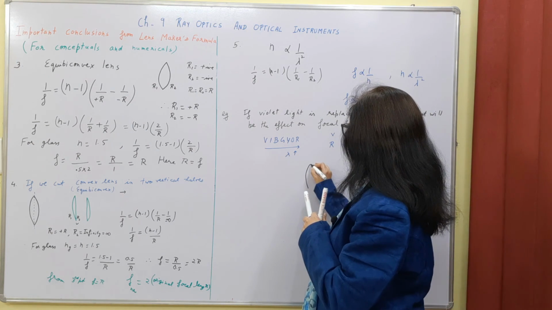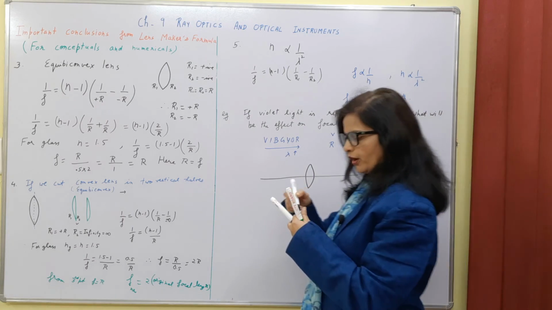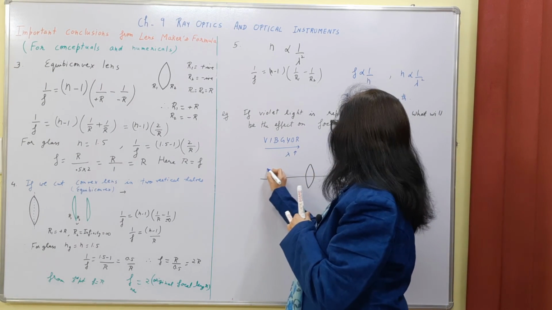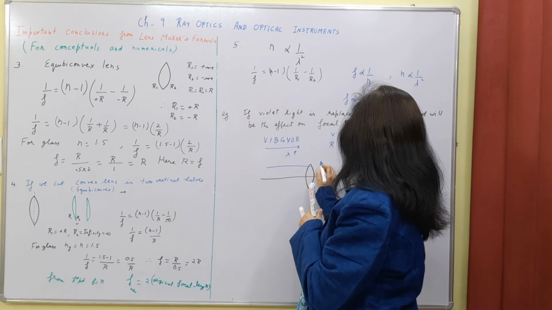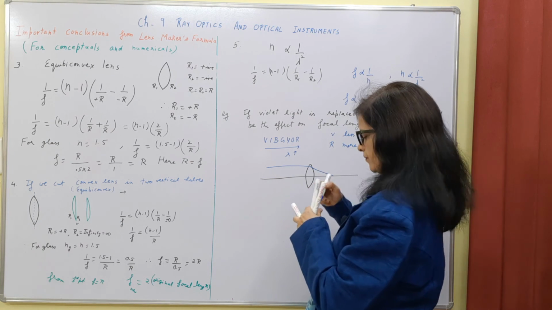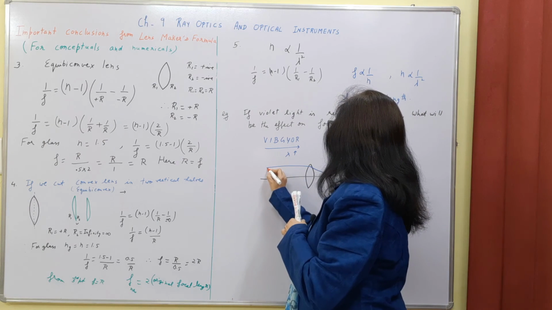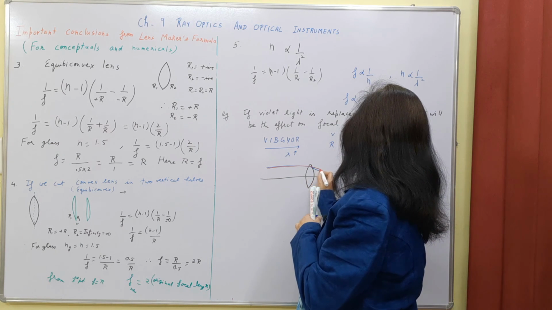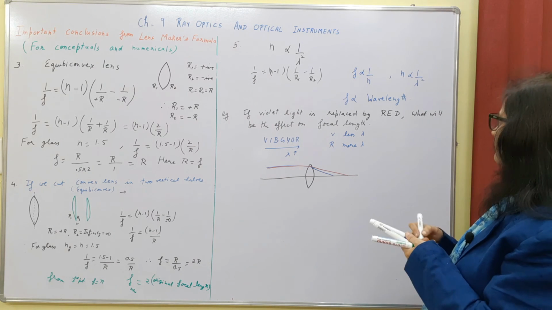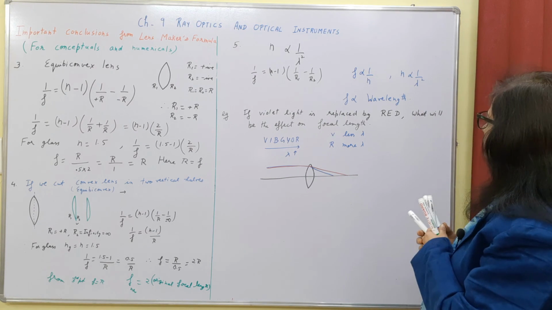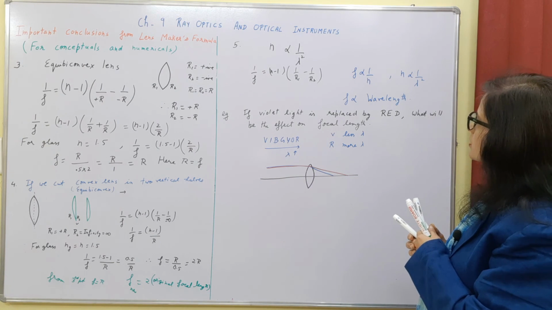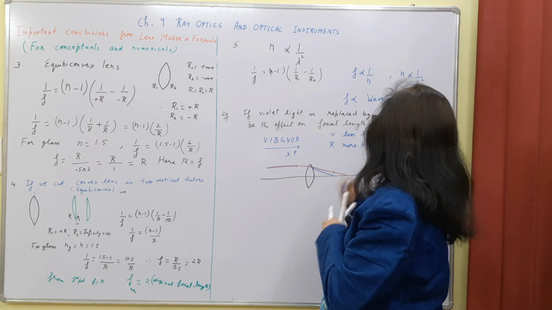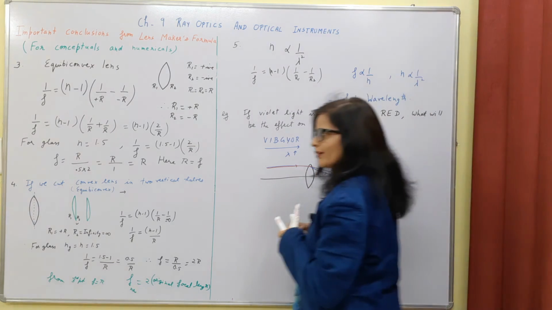So if we replace violet by red, what will be the case for converging? So if violet was here, the convergence is here. So if red is taken, the convergence is here, right? So this is all about your important concepts which are related to the lensmaker's formula, right? That's all for now. Have a nice day.